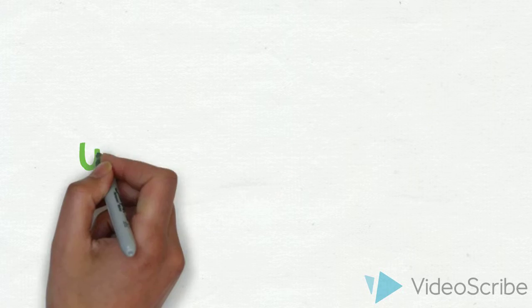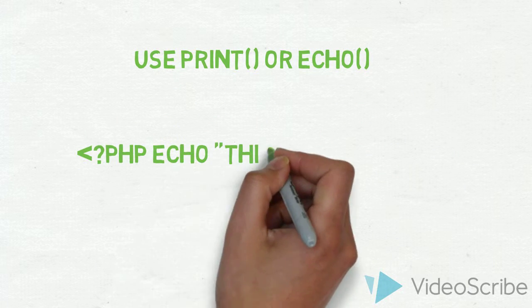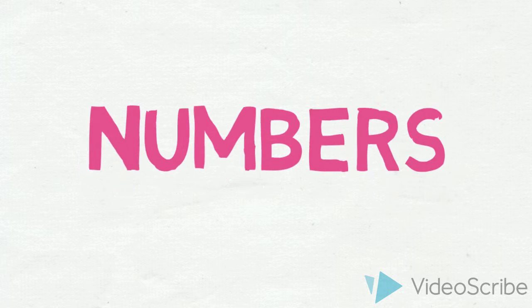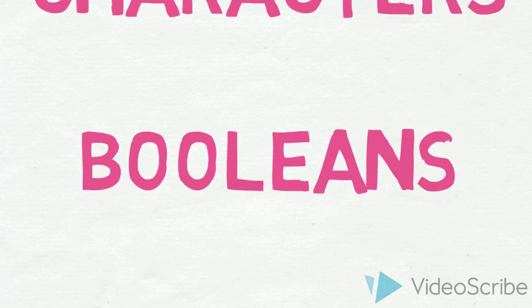To print statements, you can either use the print or the echo function. This line would print, "This is PHP." PHP does not require or support explicit type definition and variable declaration. A variable's type is determined by its contents.